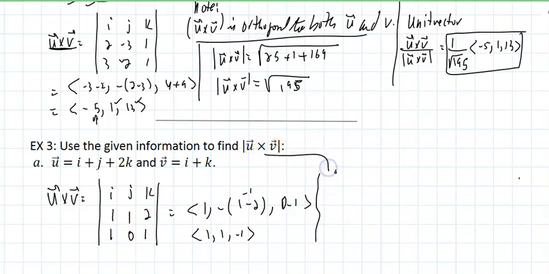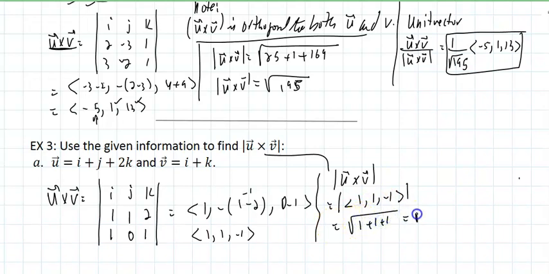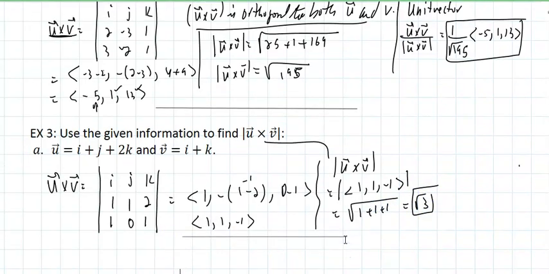Now if I want to find the magnitude of U cross V, I know how to do that. That's the magnitude of a vector that I've been doing all along. That is the square root of 1 squared plus 1 squared plus 1 squared. That's radical 3. There it is. So we did that over and over.